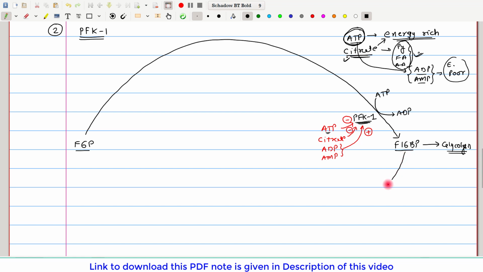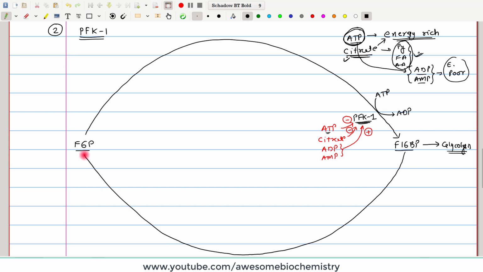This fructose 1,6-bisphosphate can be converted to fructose 6-phosphate by one different enzyme, that is fructose 1,6-bisphosphatase. Okay, what this enzyme does, this enzyme adds a water molecule and removes phosphate. Now what is the role of fructose 1,6-bisphosphatase? Fructose 1,6-bisphosphatase is causing a reversal of glycolysis, and reversal of glycolysis is gluconeogenesis.